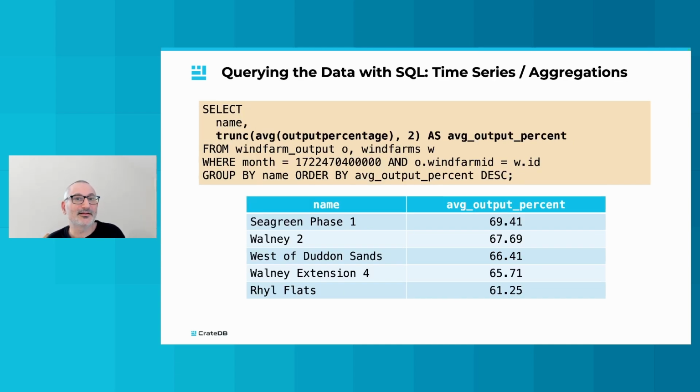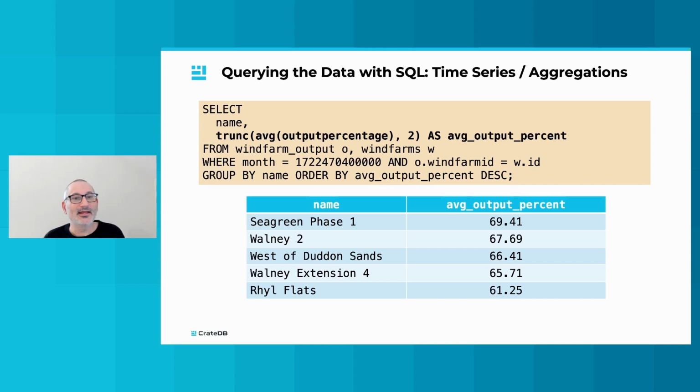I said earlier that with this wind farm output data, the time series one, the value of individual records isn't that high, but the value of an aggregation or a trend over these records is much more of interest to us. So aggregations are something that we're going to want to do a lot with the time series. Here's an example that shows a simple aggregation, but also shows that we can do joins across tables in CrateDB, as you might expect.